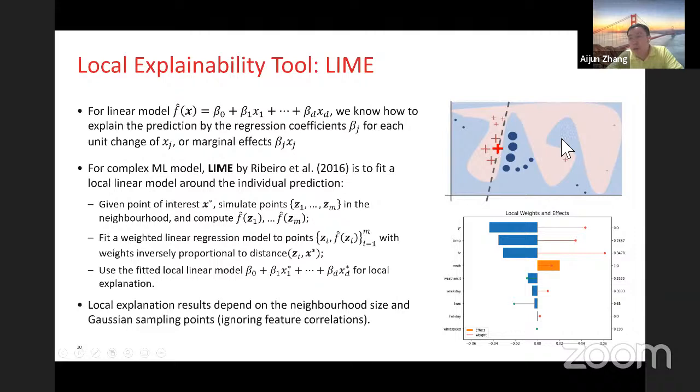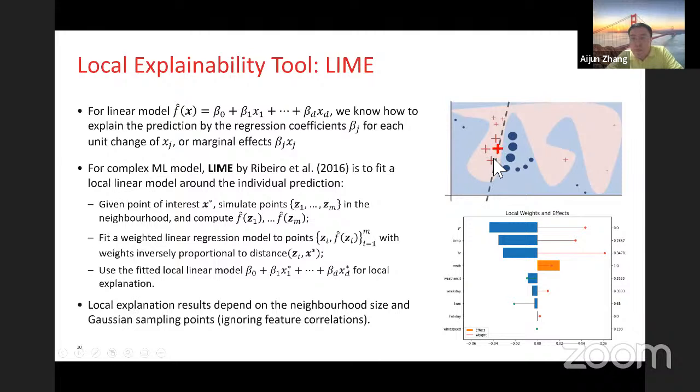Say, for example, on the top right, this chart is from the paper, so I should acknowledge that. This diagram is quite famous. The idea is that for this red cross in the middle, how can I explain it? You see the response shape is very complicated overall. But around this red cross, we can just approximate with a local linear model.